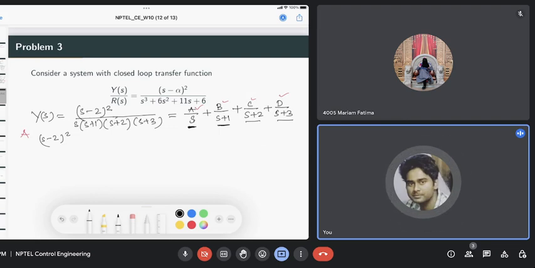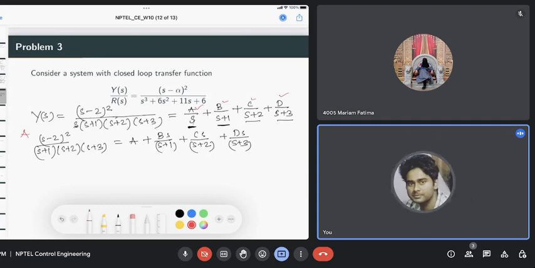Let me explain this step. I will multiply s on both sides of the above equation. If I multiply s on the left hand side, this s will cancel, so it will be this term. On the right hand side, this s will cancel, so we will have the term A. The other terms will be Bs by (s plus 1), Cs by (s plus 2) plus Ds by (s plus 3). I just multiplied, alright. For the A term, what will we do?